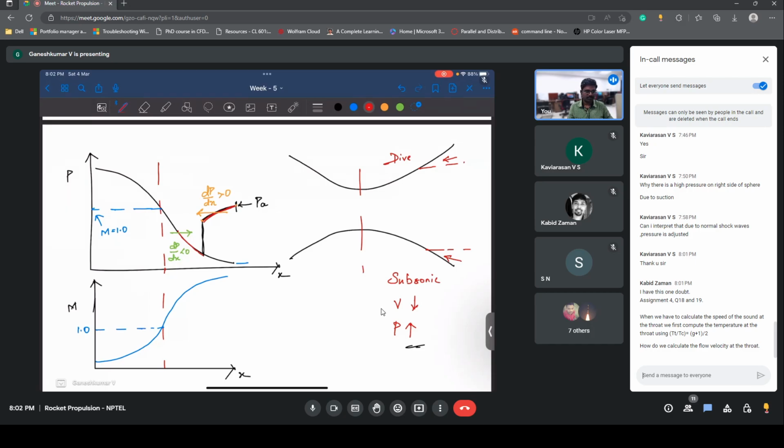We have to calculate the speed of sound at the throat. We first compute the temperature at the throat using Tt by Tc is equal to (gamma plus 1) by 2. How do we calculate the flow velocity at the throat? The Mach number at the throat is 1, right? So flow velocity is equal to the speed of sound. How do you calculate the speed of sound? Square root of gamma RT, right?